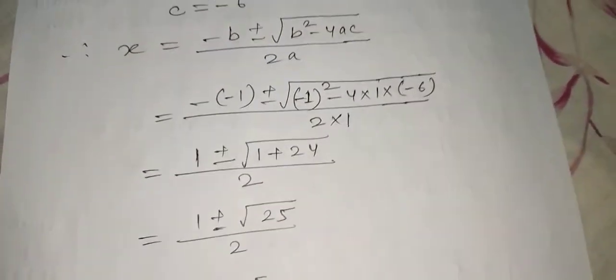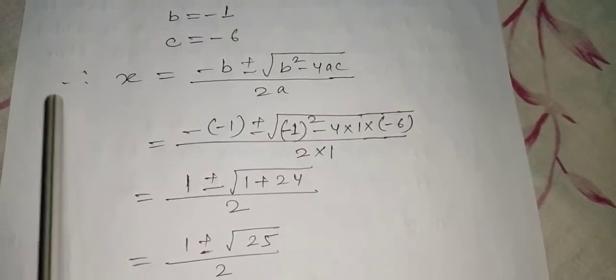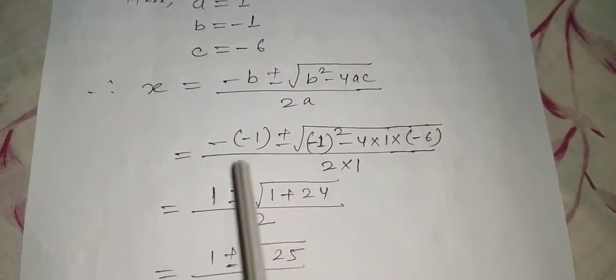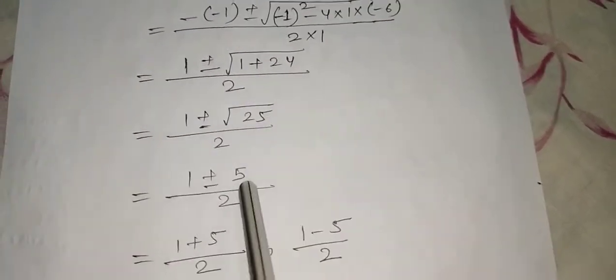Now the Sridhar Acharya formula, you know, I have taught you several times. I have put in the respective values and kept on simplifying, and here I got 25, that means root 25 is 5. I took plus and minus separately. Finally I got 6 by 2 and minus 4 by 2, and my result is 3 comma minus 2. But I took only 3 as the answer.